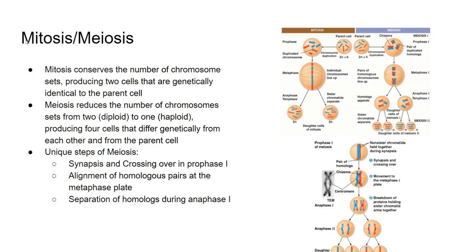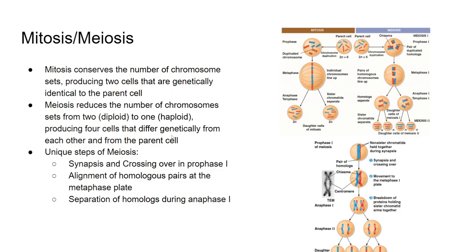This is mitosis and meiosis simplified, sort of comparing the two. So we talked about in mitosis, we have the parent cell, and then we have chromosome duplication. Biggest thing, the individual chromosomes are going to line up, but we're not going to see anything referred to as crossing over. We're not going to see chiasmata form, none of that is going to happen. So basically, meiosis reduces the number of chromosome sets from 2 to 1, producing 4 cells that differ genetically from each other and from the parent cell.